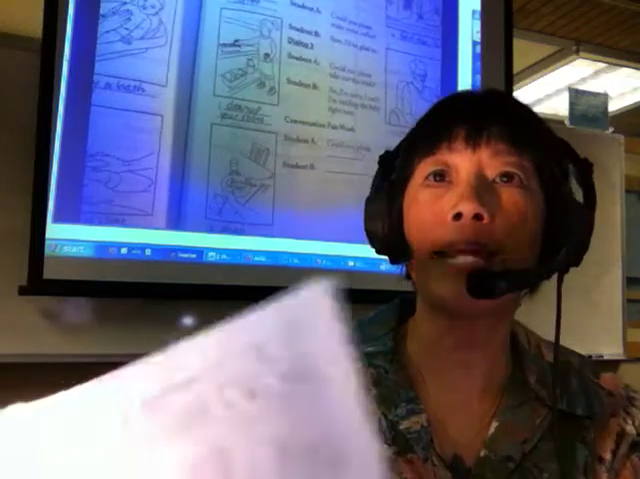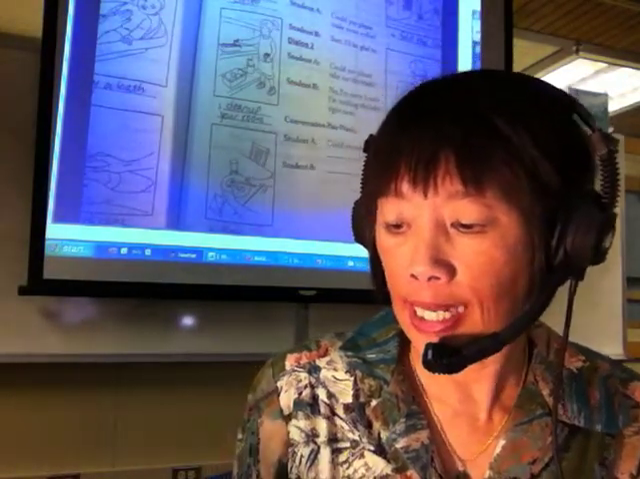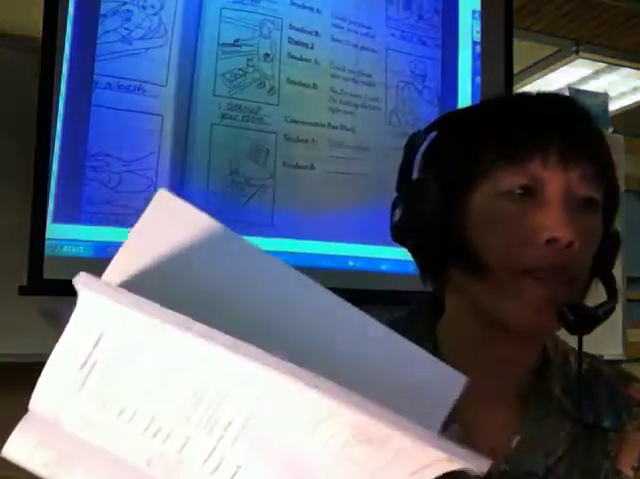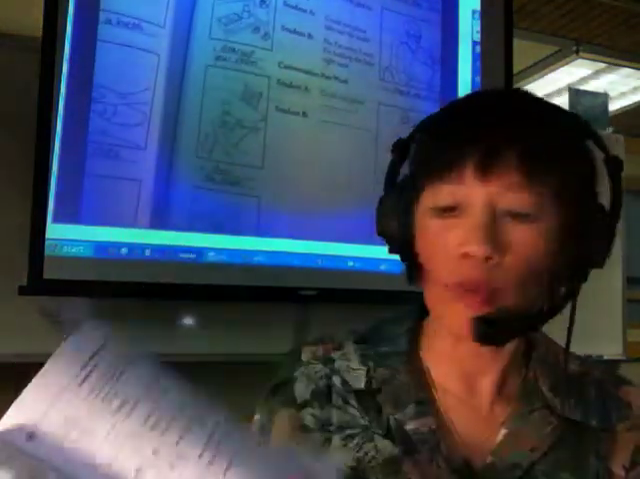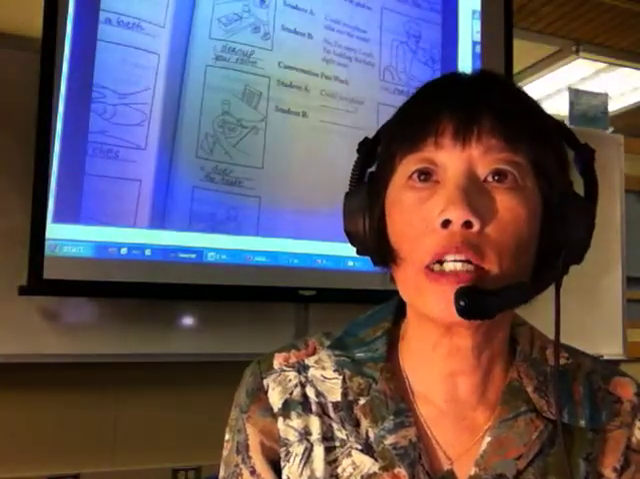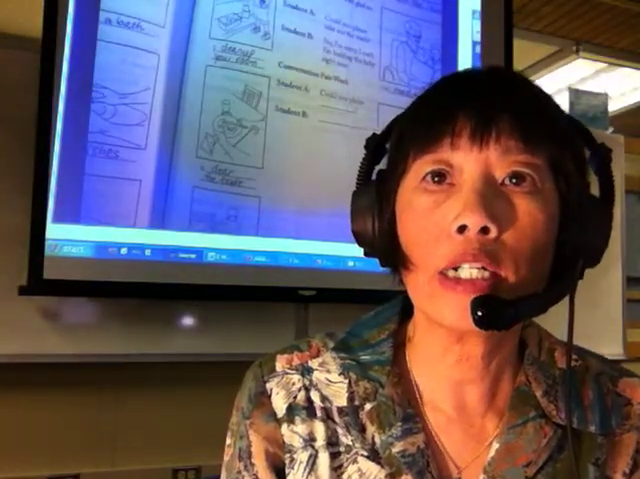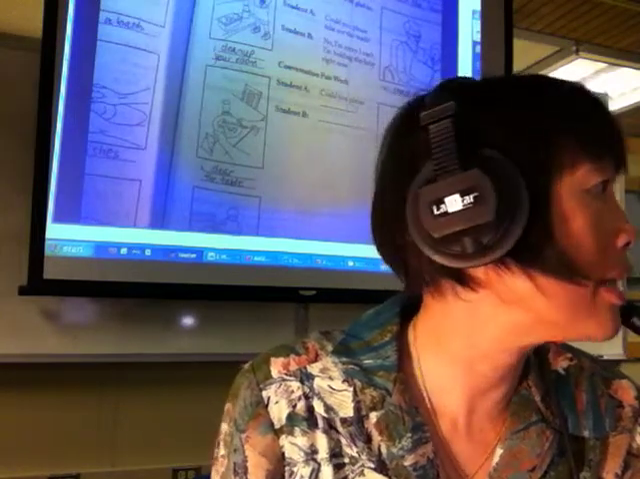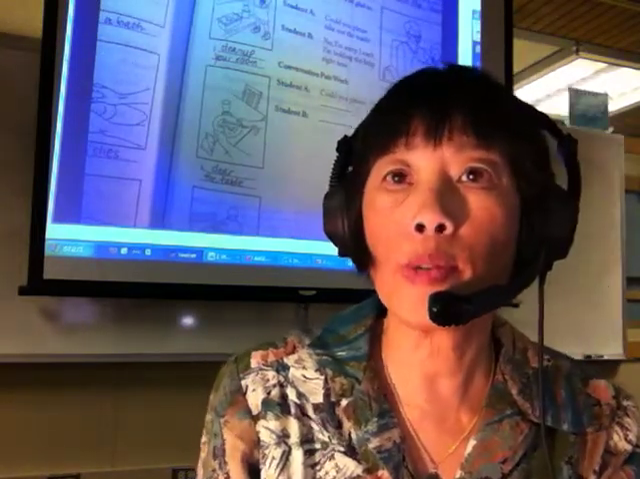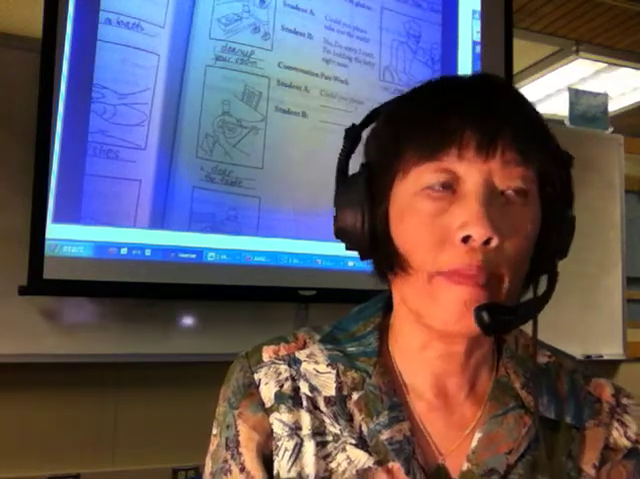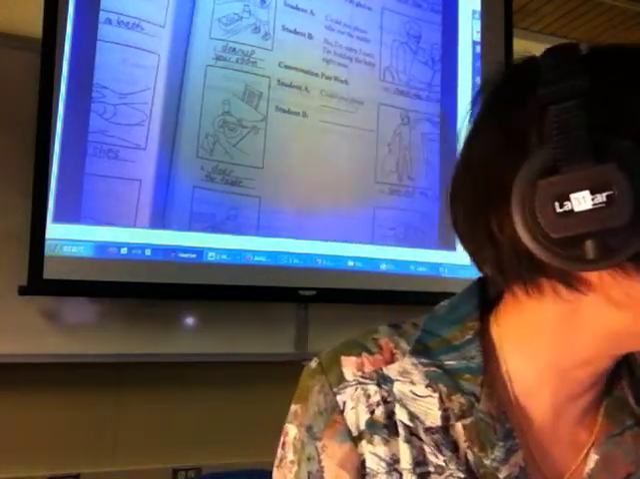In picture J, what's the action? Clean up your room. Under that, we have picture K. What do we see in picture K? What's the action? Clear the table. Now, I want to tell you the difference between clean and clear, because sometimes my students get mixed up between those two.